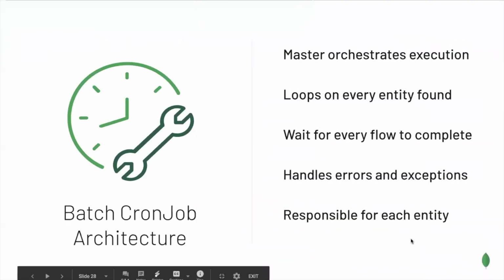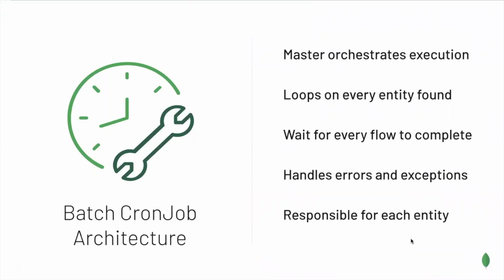So, what is a batch cron job architecture? In the batch cron job architecture, the master orchestrates the execution, as we have seen. There is a single function that iterates over the different entities, and for each entity, it triggers the pipeline. It loops on every entity found. Now, this master function waits for every flow to complete before exiting itself. So the master function has to wait for all the 500 users to finish the whole pipeline for each user, and only then can it quit and complete.